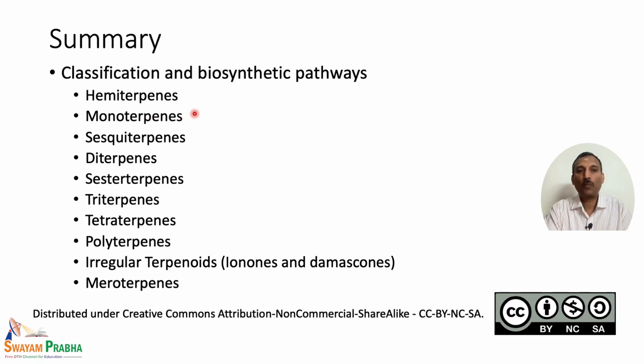Monoterpenes are formed by the combination of two C5 units of hemiterpenes. Sesquiterpenes have 3 C5 units. Diterpenes have 4 isoprene units or C5 units. Sesterterpenes, triterpenes, tetraterpenes, and polyterpenes all have higher numbers of C5 units. We also studied the irregular terpenoids like ionones and damascones.